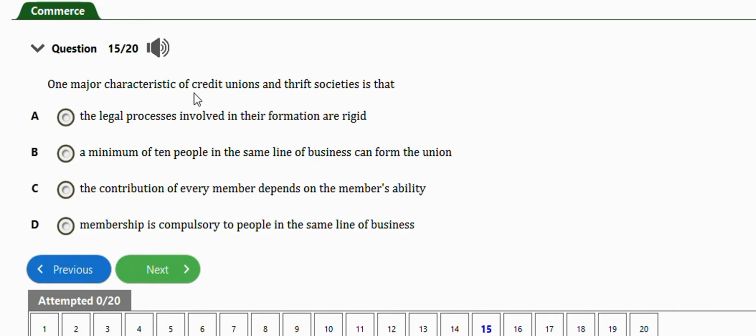This question is this one. It says one major characteristic of a credit union and thrift society is that the legal processes involved in their formation are rigid. A minimum of 10 people in the same line of business can form the union. The contribution of every member depends on members' ability. Membership is compulsory to the people in the same line of business. The right answer is option C. The contribution of every member depends on the members' ability.